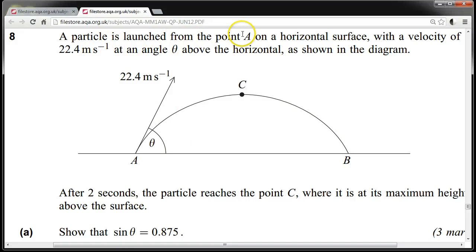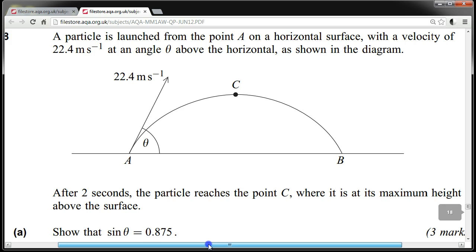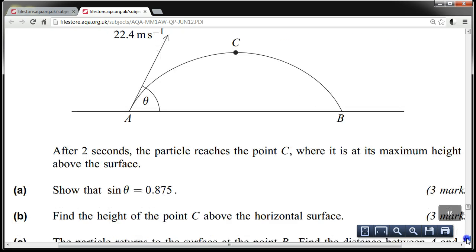A particle is launched from a point A on a horizontal surface with a velocity of 22.4 meters per second at an angle theta above the horizontal, as shown in the diagram. After 2 seconds, the particle reaches the point C, where it is at its maximum height above the surface. Show that sine theta equals 0.875.